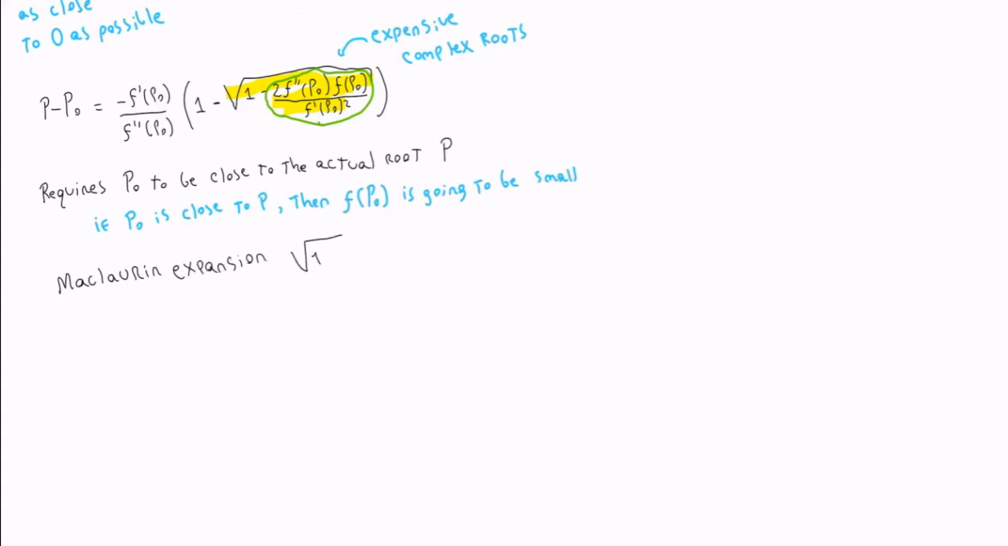Now we can get rid of the square root by using the Maclaurin series expansion for the function square root of 1 minus x. Why the Maclaurin series? Because we are assuming that the term containing all the derivatives inside the square root is going to be small, because p sub 0 is a good approximation to the actual root. If it's small, that means that our unknown is going to be close to 0, so an approximation around 0 should be good enough. That's why we are going to use the Maclaurin series.